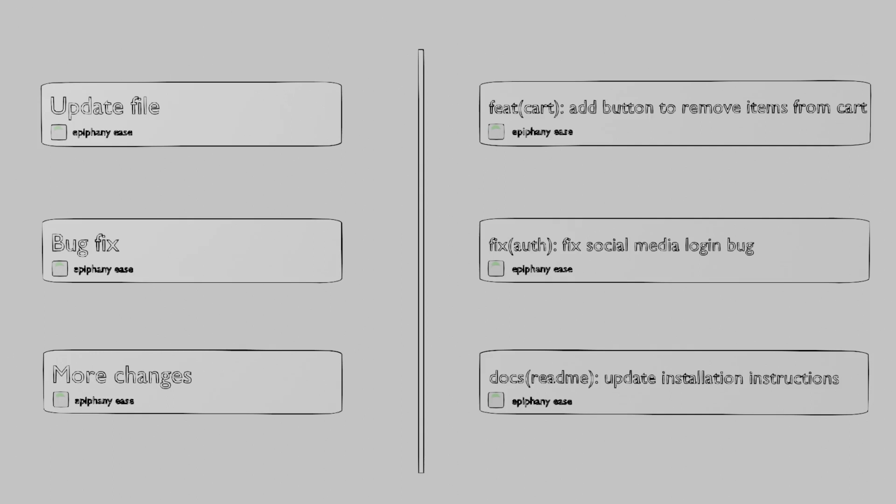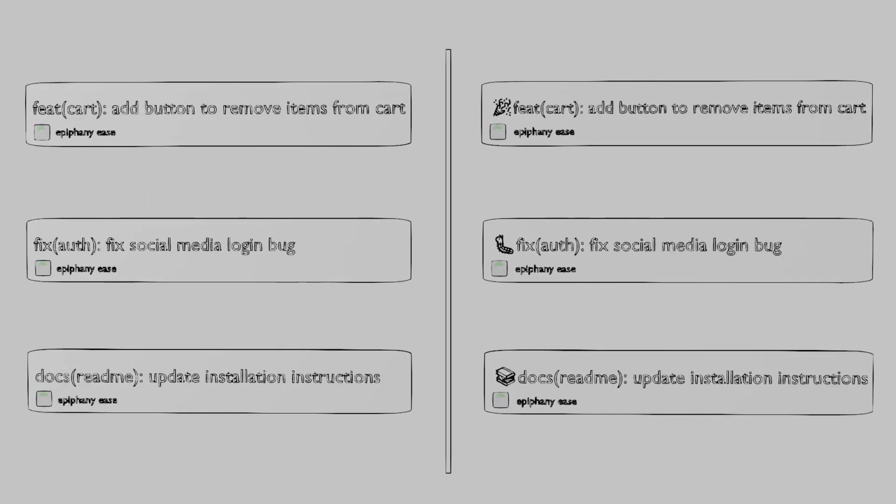Another interesting approach is using emojis in commit messages. They add a visual touch that helps quickly identify the type of change. Emojis make the messages even more intuitive and easy to scan visually.